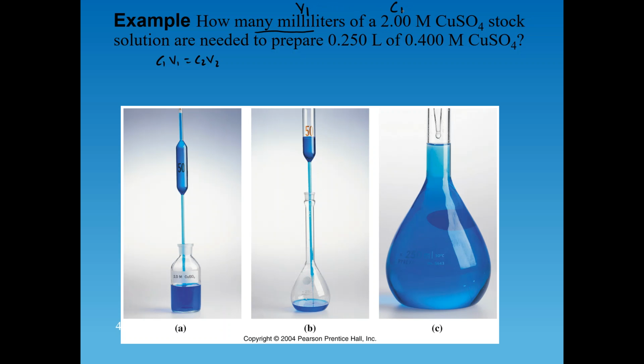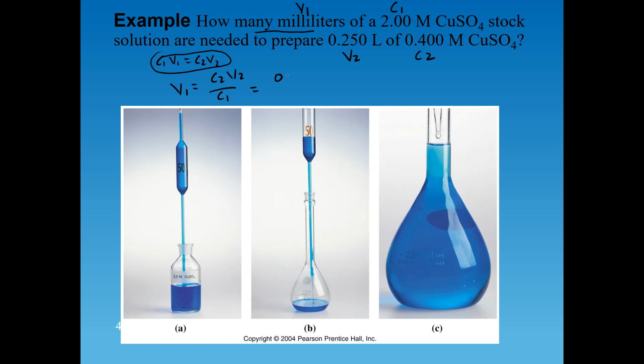C1 would be the 2.00 M, V2 would be the 0.250 liters, and C2 would be the 0.400 M. So since the question is asking for V1, I would rearrange this equation to solve for V1. V1 will work out to be equal to C2 V2 over C1. And all I have to do from here is plug the numbers in.